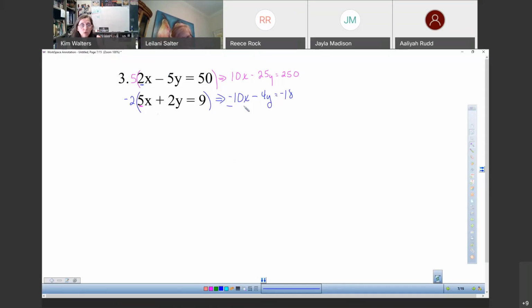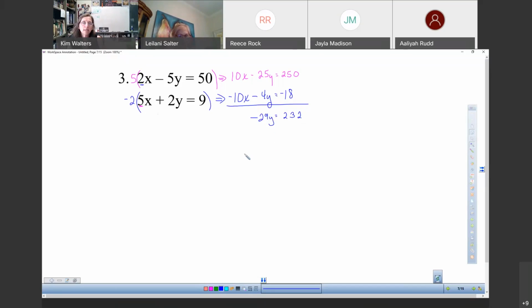And now I'm going to add my two equations together, okay? I'm eliminating my x's, and see if I can add correctly. And I get negative 29y is equal to big number, calculator time. So 250 plus negative 18 is 232. I hope this is going to be nice.